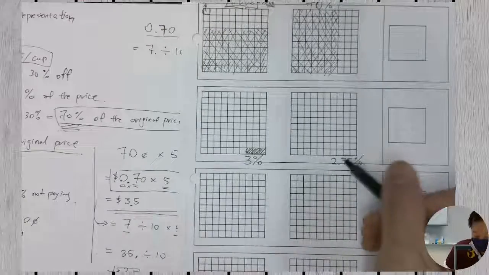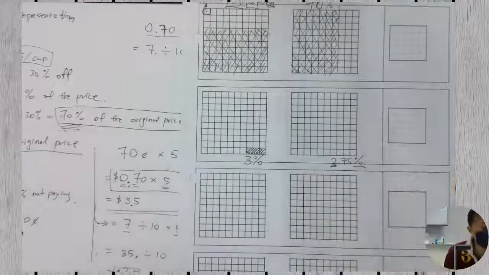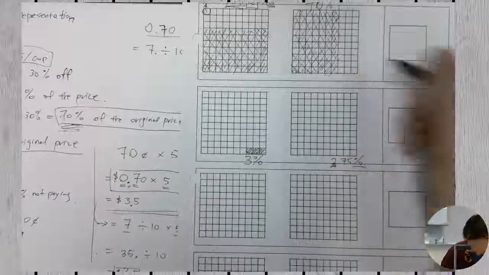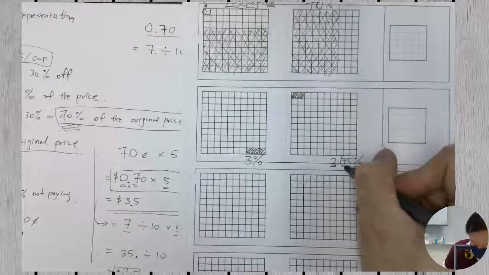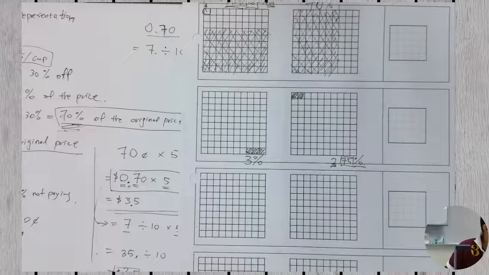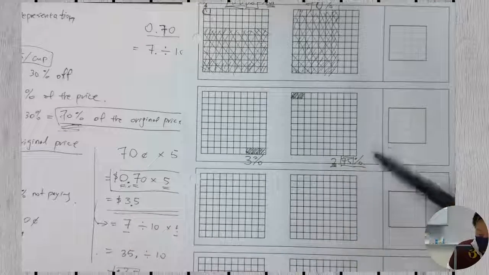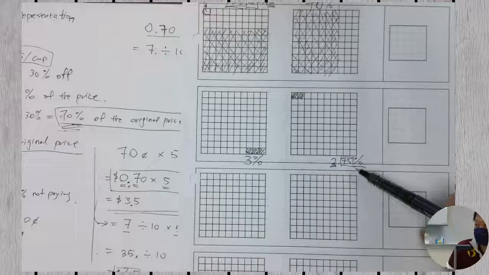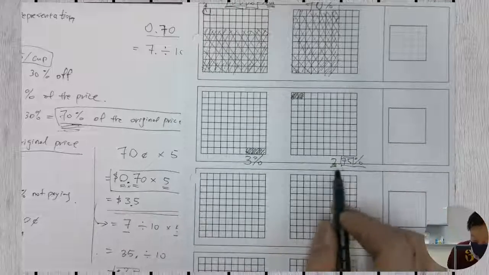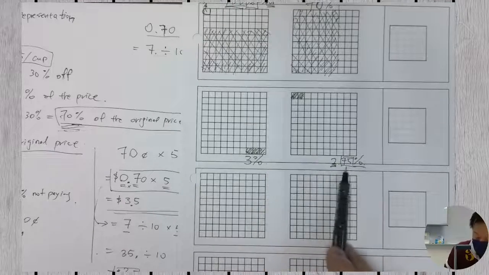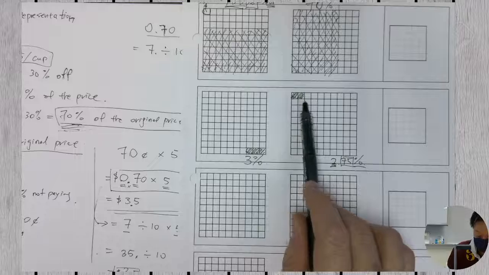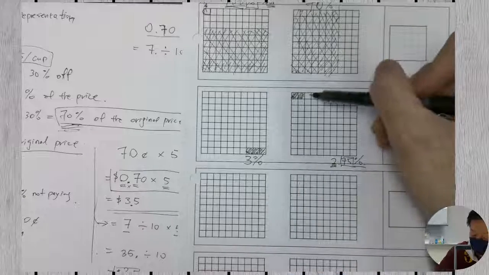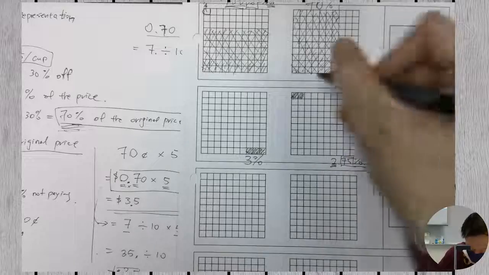So 2.75 would be 2 boxes. Let's do that first. 2 boxes, 1, 2. Then 0.75 of a box. How do I color 0.75 of a box? Emily, how do I color 0.75 of a box? No, this is 2.75%. I need to shade 2.75. So it's 2 and 75% of this box. So I have to find out 75% of the box.